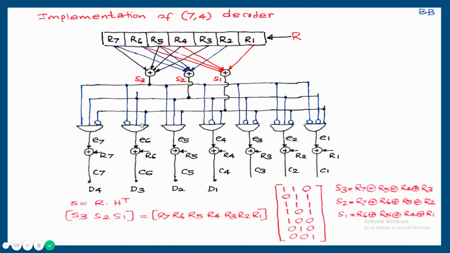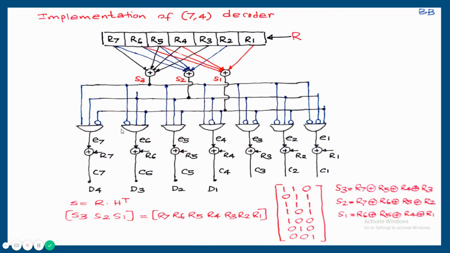Second combination is 0, 1, 1. So that is why here 0, 1, 1. Third combination 1, 1, 1. Fourth combination 1, 0, 1. Fifth combination 1, 0, 0. This I am reading from that H transpose. Next combination 0, 1, 0. Last combination 0, 0, 1. So according to this H transpose, these connections are made.